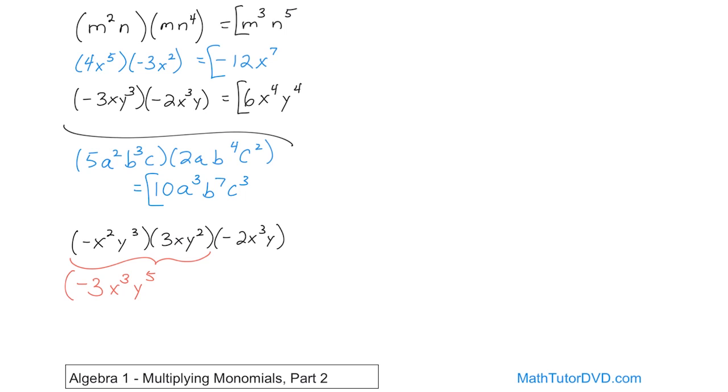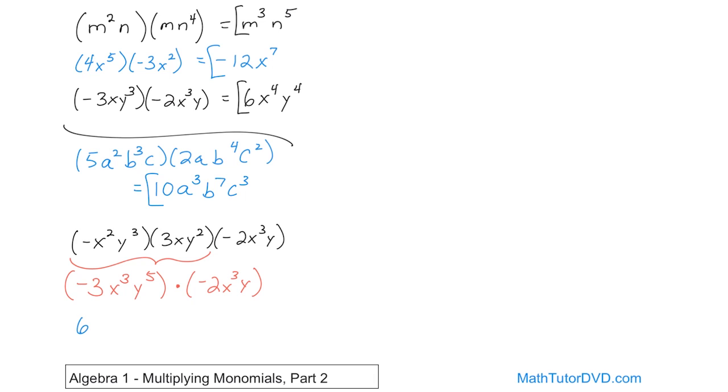Now, I'm going to wrap that in parentheses, and now I'm going to multiply that by the negative 2x cubed y, because I know I still have to do that. And now I can look at my terms. I have negative 3 times negative 2, which is going to give me a positive 6.